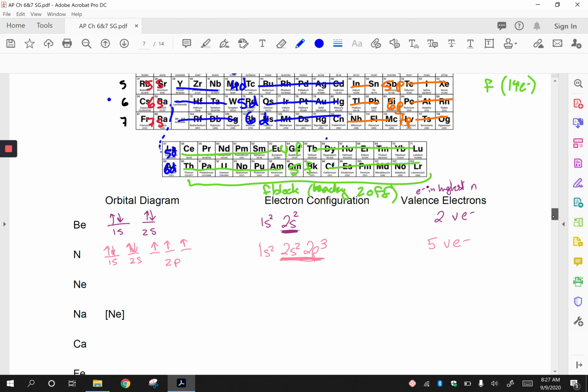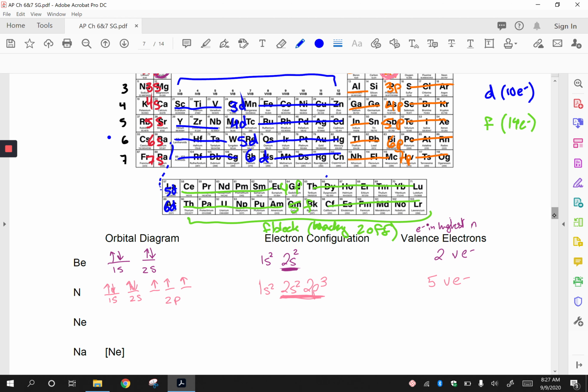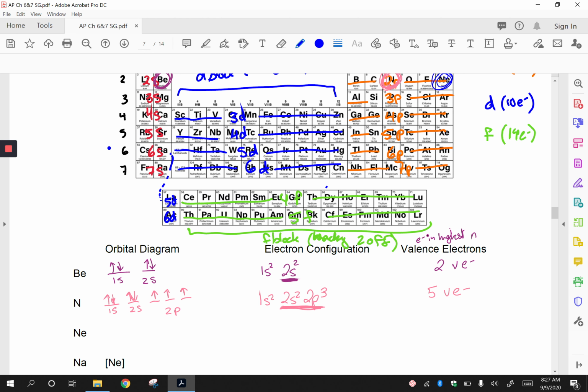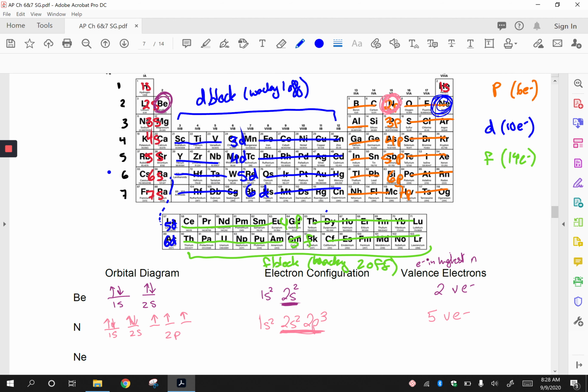is neon. Trying to keep my periodic table up here. Okay, neon is right there. So as I go through, I say 1s with 2 electrons, 2s with 2 electrons, and then 2p with my 8 electrons. I fill the 2p completely with 1, 2, 3, 4, 5, 6.